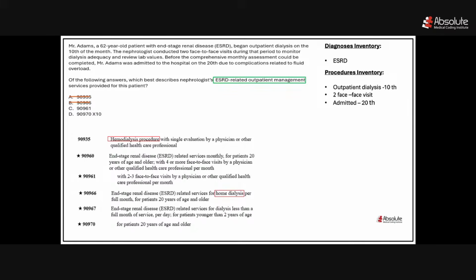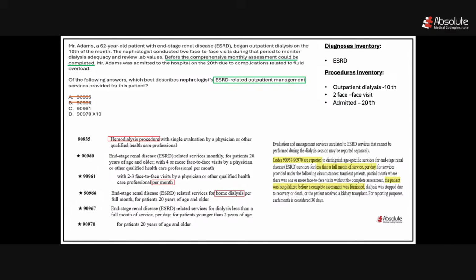Now we are left with option C and option D, similar to the last scenario. But coders, here is the catch. As I said, you have to ask in such scenarios whether a complete assessment was performed or not. If you read carefully in this scenario, you will see that before a comprehensive monthly assessment could be completed, Mr. Adam was admitted to the hospital, right? And again, let's have a look into the guidelines.